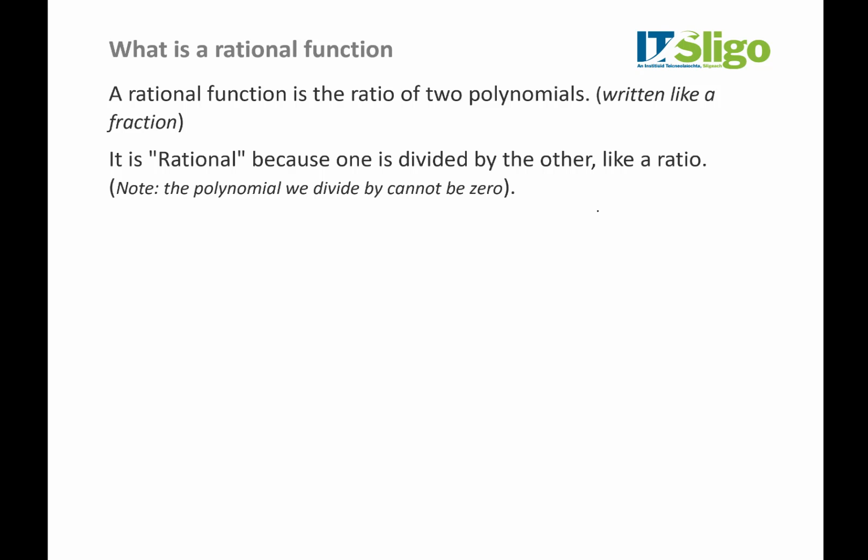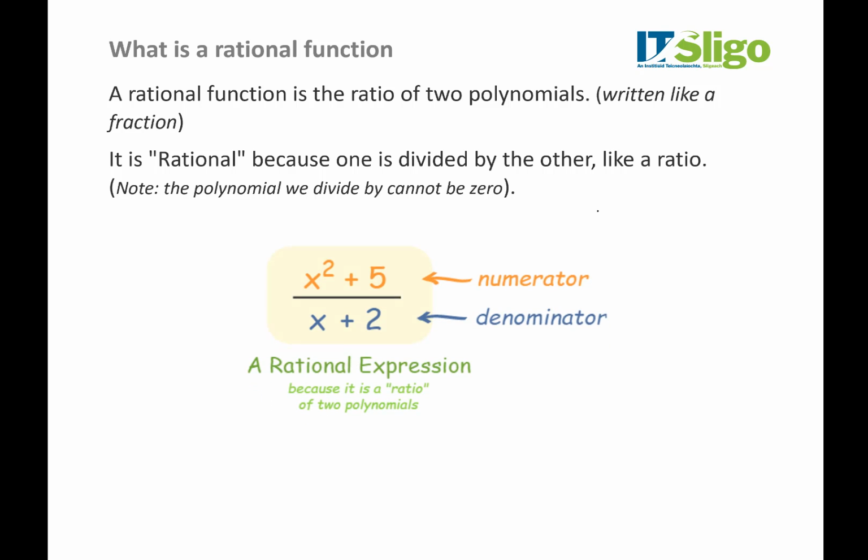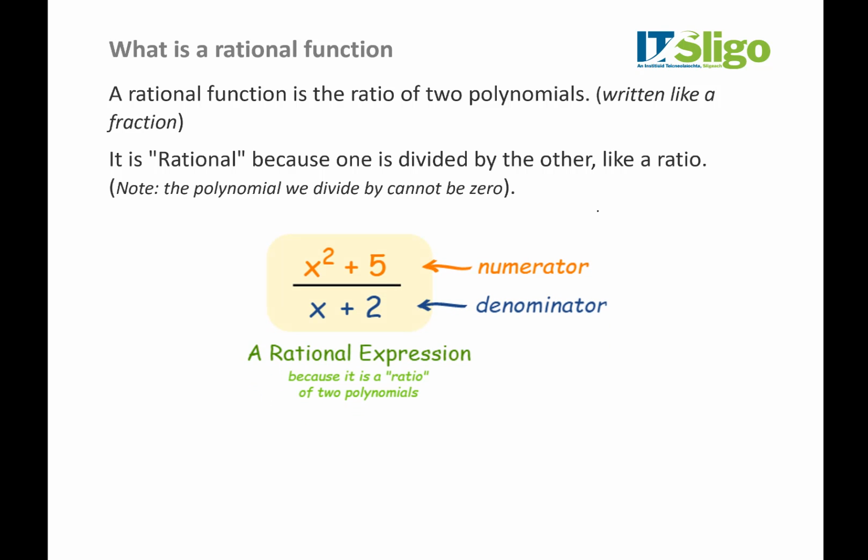The polynomial we divide by cannot be zero. I hope that made sense. So same as with our fractions, we have a numerator, we have a denominator, but essentially all the rules of fractions apply, but all the rules of algebra also apply. So rational functions, when you see them, you need to take a good bit of care.